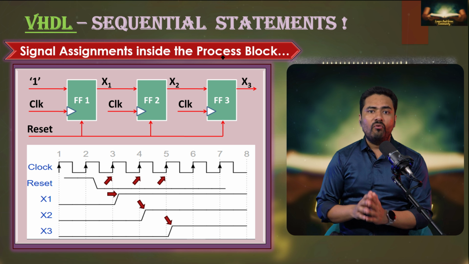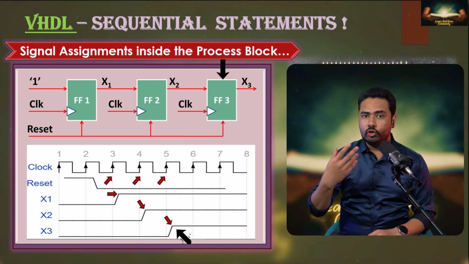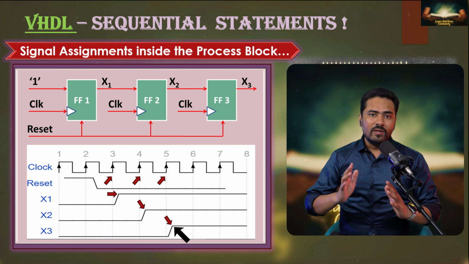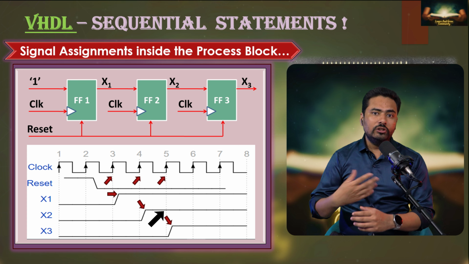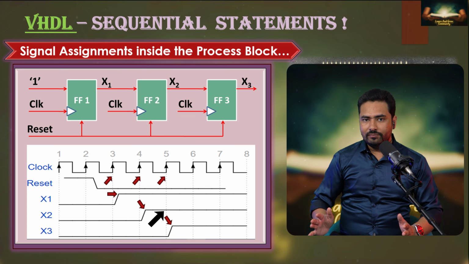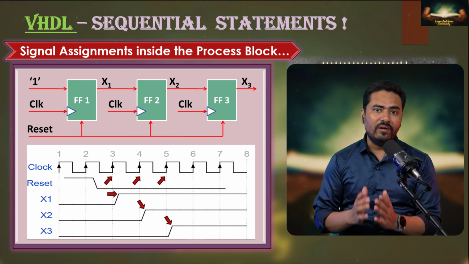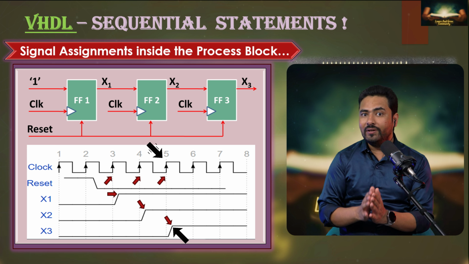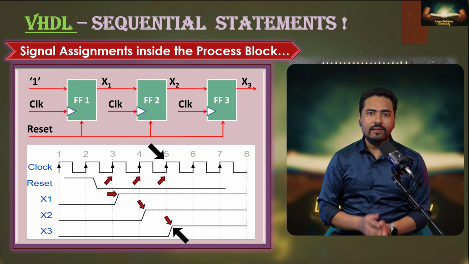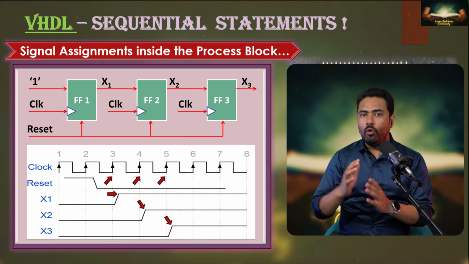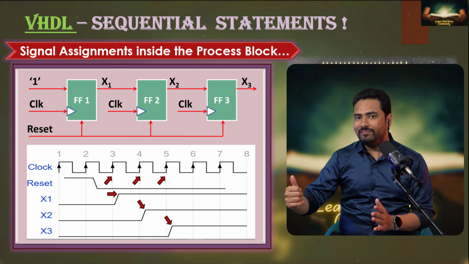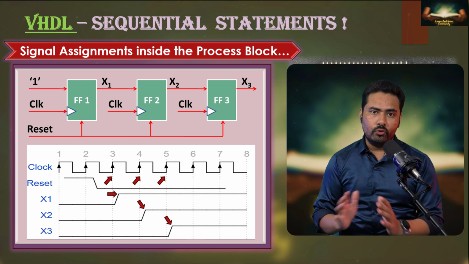But the output of FF3 is now at logical 1. This is because signal X2 is at logical 1 during this fifth clock cycle. Therefore, FF3 will capture logical 1 on the fifth rising edge. As a result, signal X3 goes high only after the fifth clock cycle. So this is what we wanted to show you.